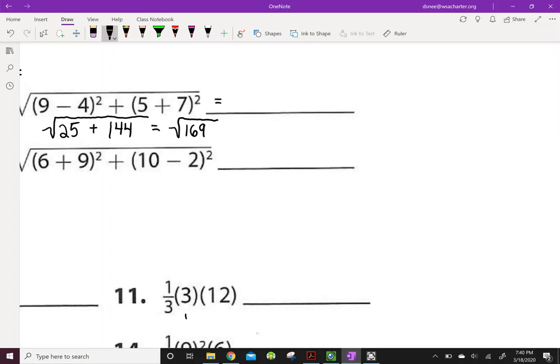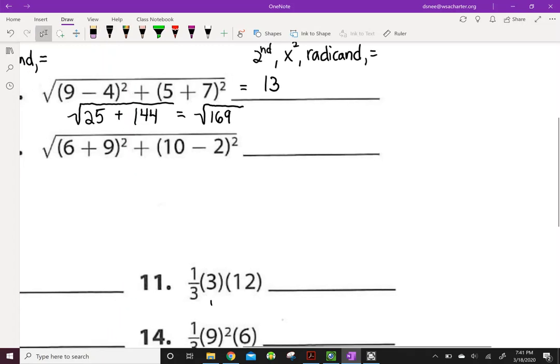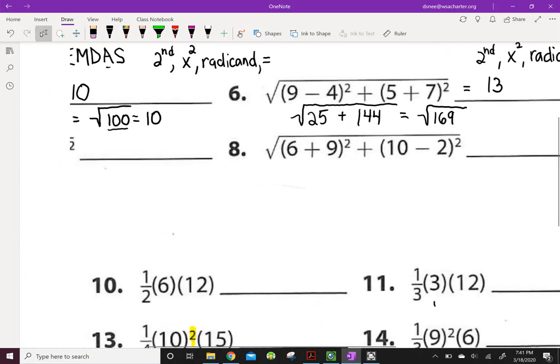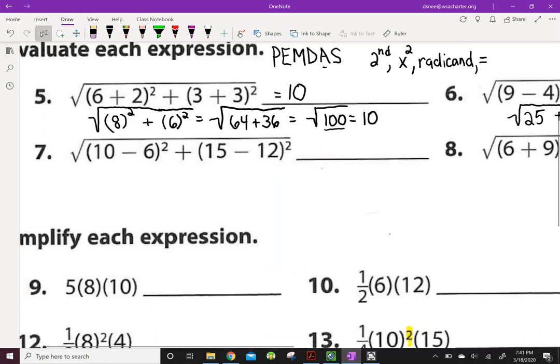And if I type that into my calculator, again, the keystrokes are second, the x squared key, the radicand, which in this case is equal to 169, and the equal sign. I'm going to find that that's going to be 13. Now, let's move back over here.